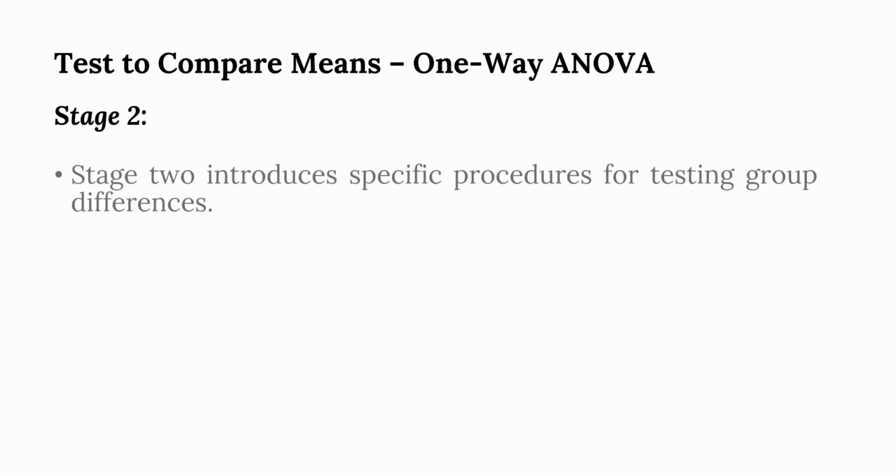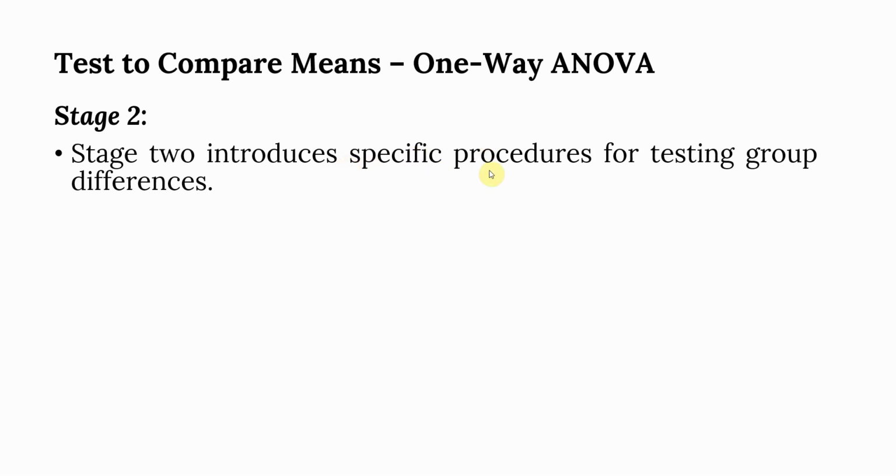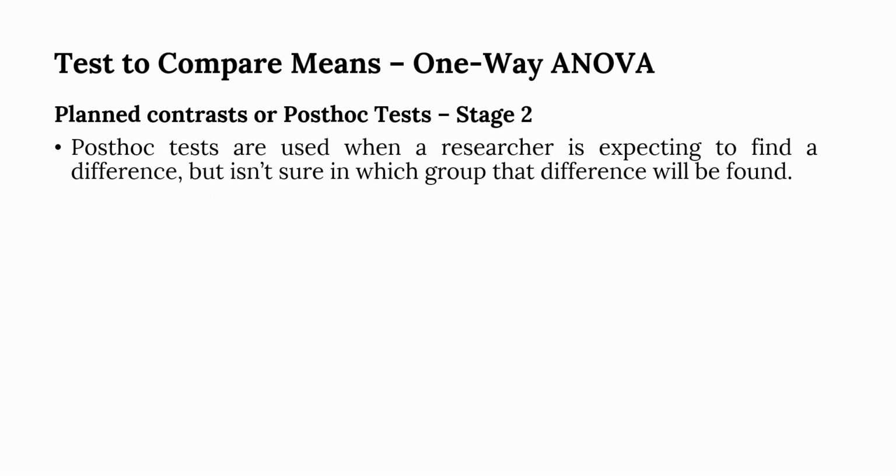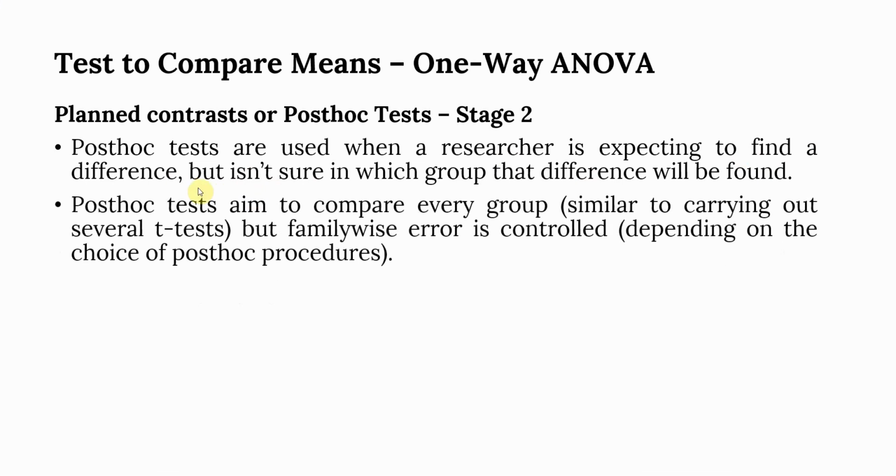Stage 2. Now, stage 2 introduces specific procedures for testing group differences. Overall, there are differences. Now, whether or not there are specific differences between groups. This is stage 2. You run post hoc tests that are used when the researcher is expecting to find a difference between the different groups for that particular variable. Post hoc tests aim to compare every group, similar to carrying out several t-tests.